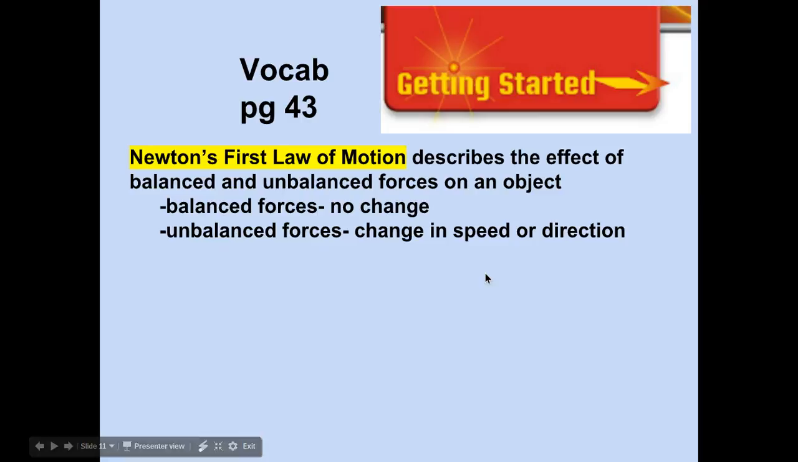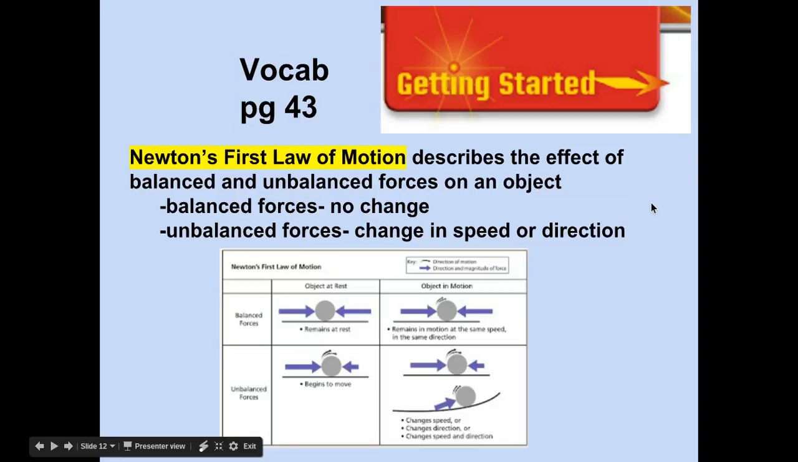More vocabulary on page 43. Newton's first law of motion describes the effect of balanced and unbalanced forces on an object. If it's balanced forces, that means there's no change. Unbalanced forces means a change in speed or direction. This is shown, you should have read the article about Newton's laws.